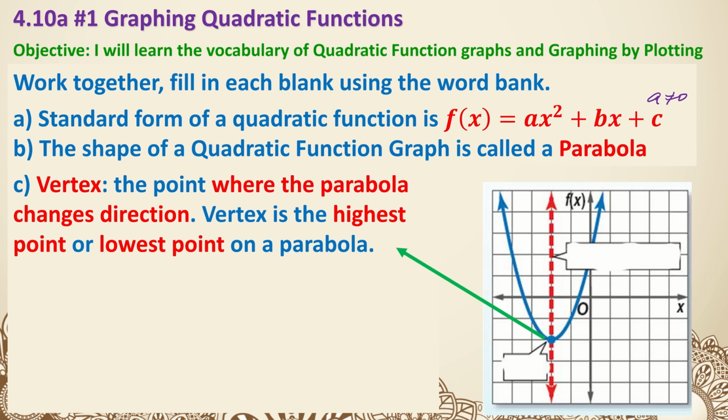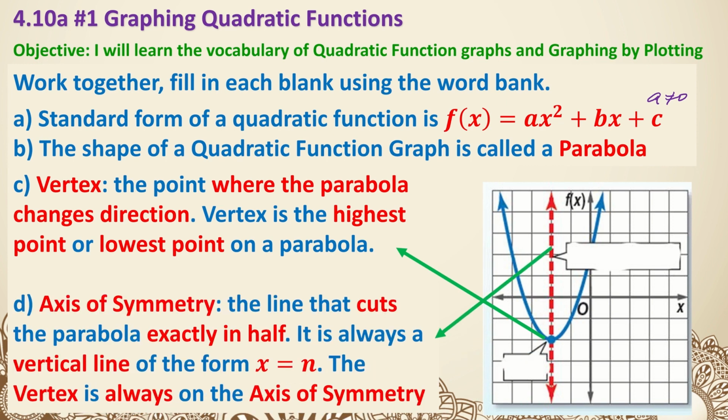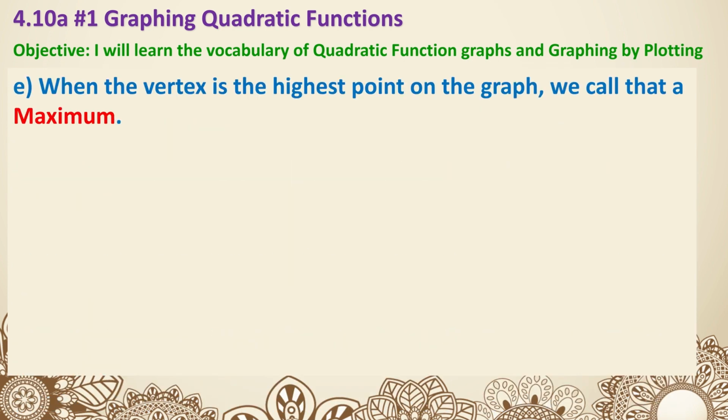And then something else we have mentioned in the previous lesson, axis of symmetry. The vertex is actually on the line of symmetry, the line that cuts the parabola exactly in half. It is always a vertical line of the form x equals something, because if it's crossing the x-axis at a certain point, it's always x equals something. The vertex is also always on the axis of symmetry. So something else, even though we put an n here, technically we will always get x equals h. Since vertex is on the axis of symmetry, which means they share the same x value, so it's going to be x equals h.